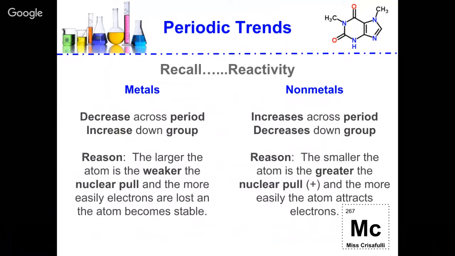Nonmetals, the reactivity is going to increase going across the period, and it's going to decrease going down the group. The reason being is because the smaller the atom is, the greater the nuclear pull, the greater that positive charge is going to be in the nucleus, attracting those electrons, and it's going to be easier for them to attract electrons to gain that noble gas configuration. Okay? Remember, these are straight memorization facts.